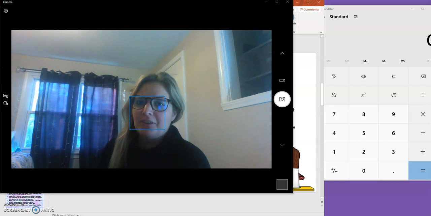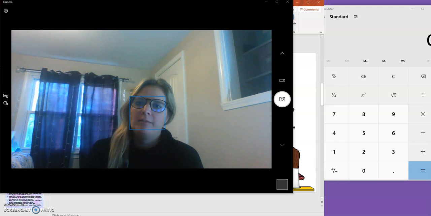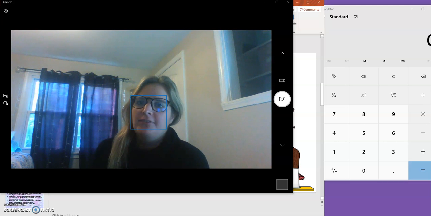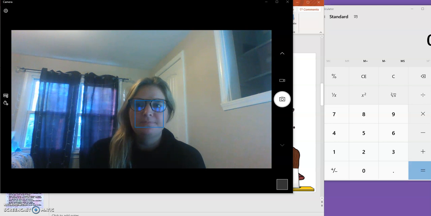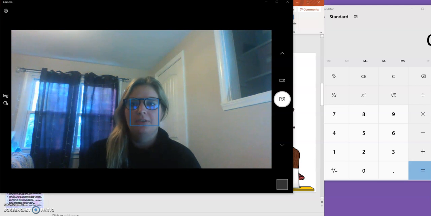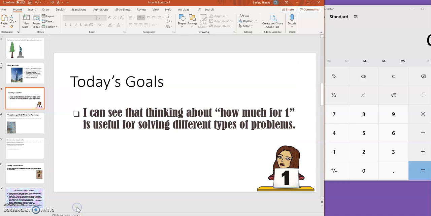Today we're going to start Unit 3, which is going to be all about rates. Rates are very similar to ratios, and we can use a lot of the strategies from Unit 2 in Unit 3. Today's goals are to be able to use a very special kind of rate called a unit rate, which is how much for one, to solve different types of problems.